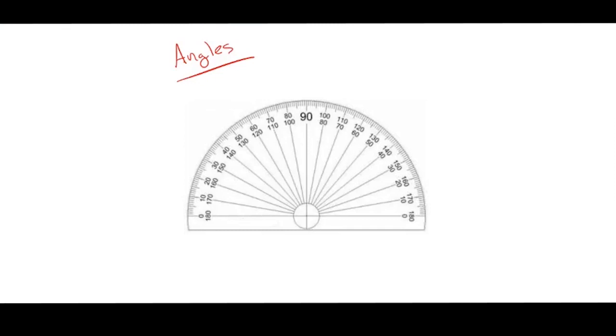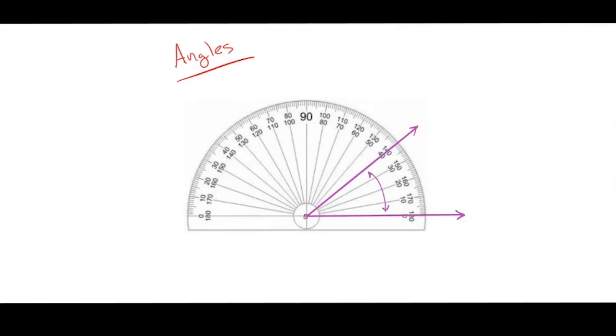So you measure angles with a protractor. This is a protractor, and you use this to measure angles. So this point right here is where you would put the vertex of your angle when you're trying to measure. So let's say we have an angle here, and we want to measure this angle. So what is the measure between these two rays here?